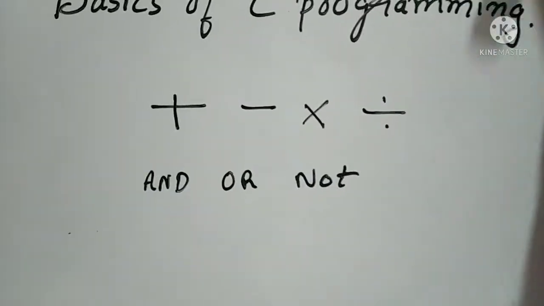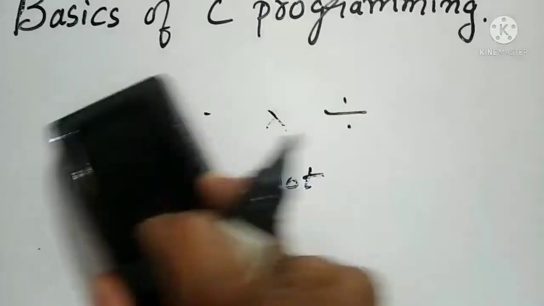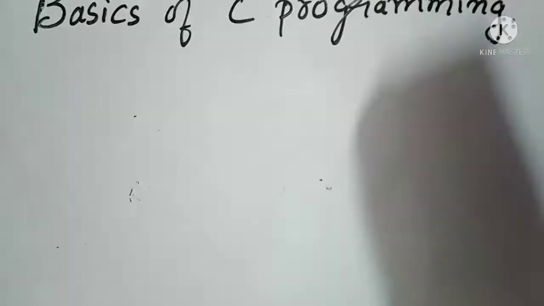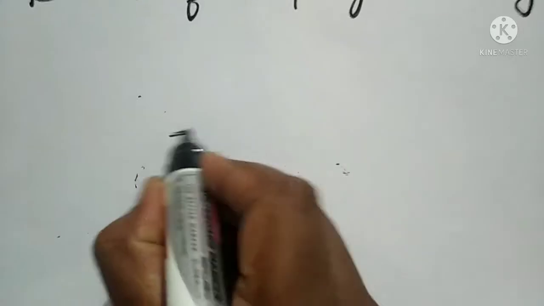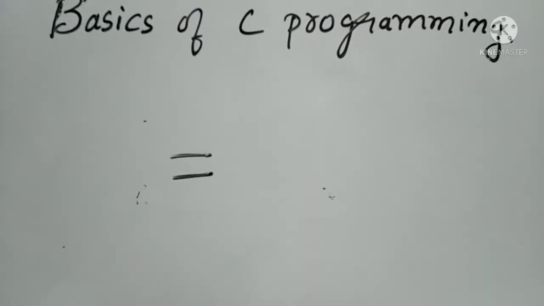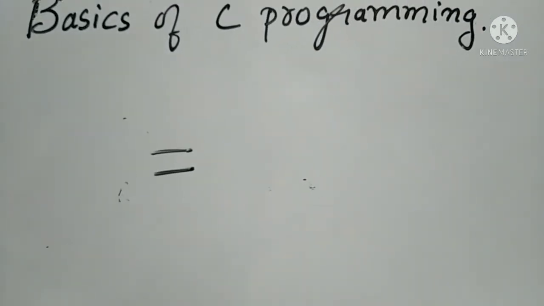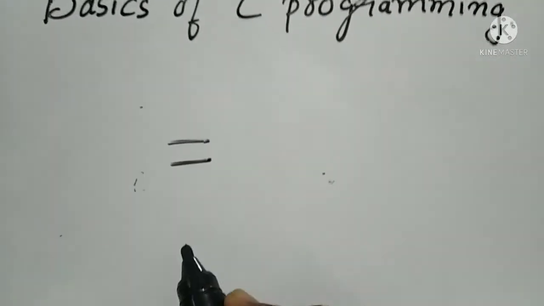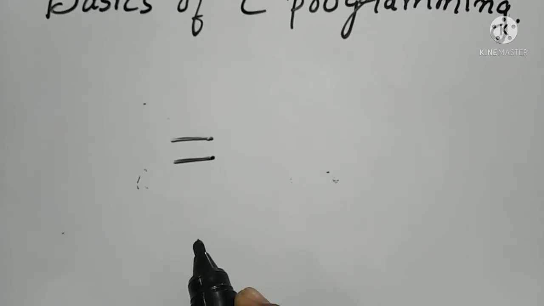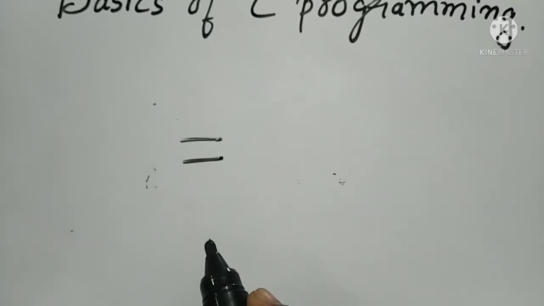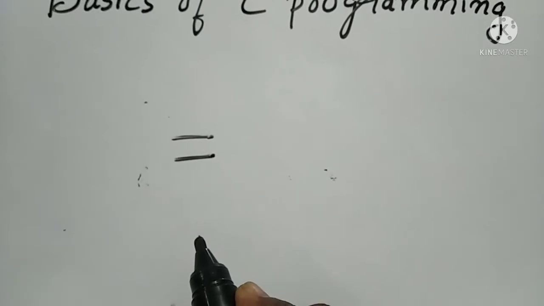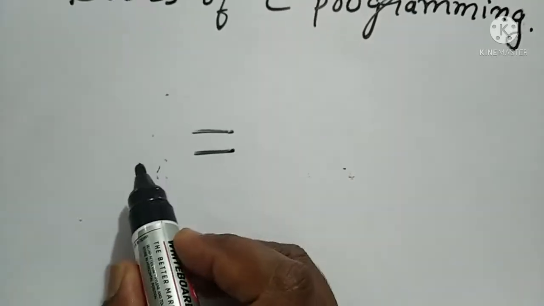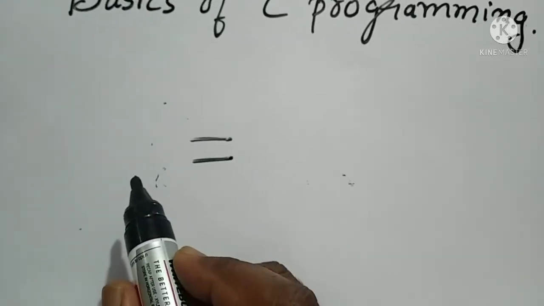First I will go to the assignment operator. The main assignment operator for any expression is equals. This is the assignment operator in any programming language usually, except a few with small changes. If I want to assign a variable, usually the variable will be an alphabet.